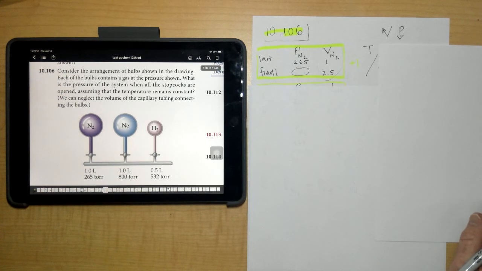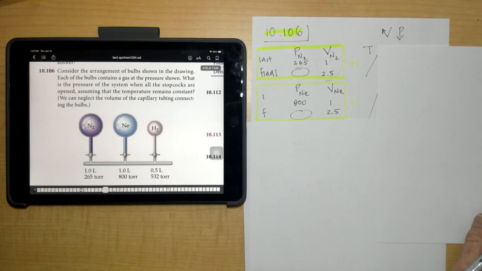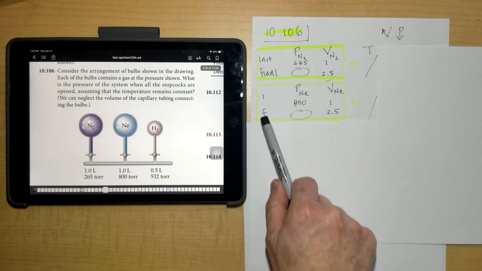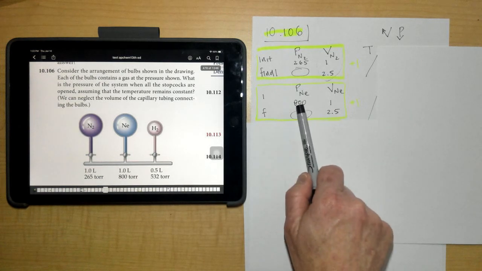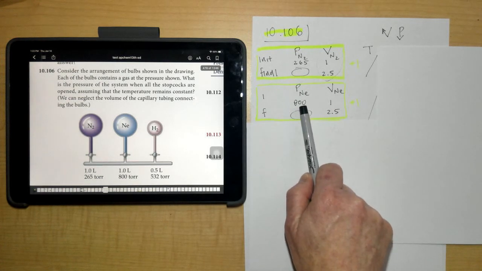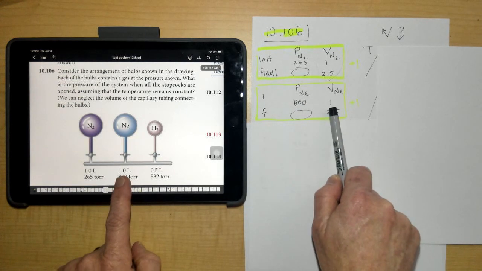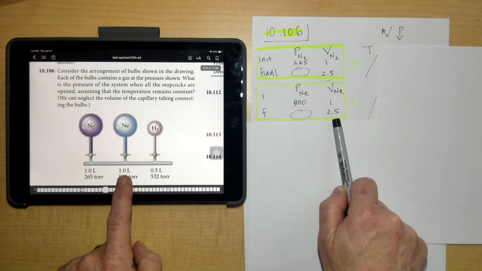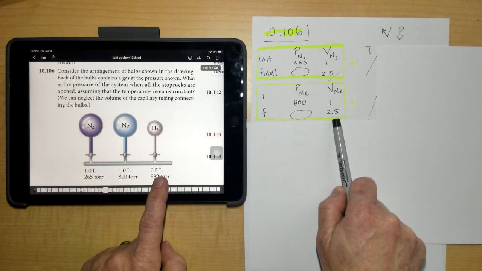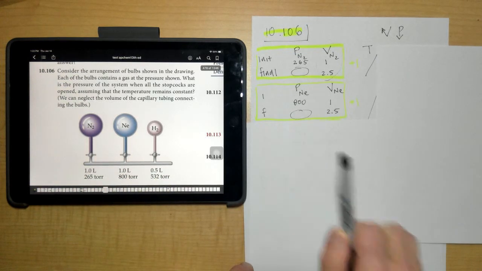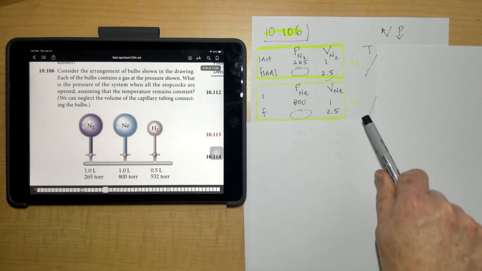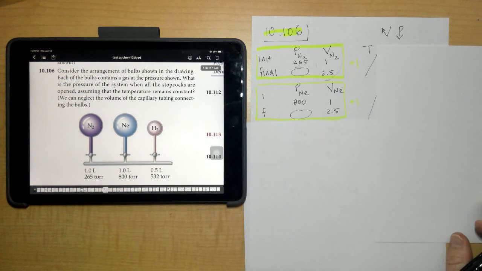The second point is for organizing the data for neon. So neon has initial and final conditions as well, where this is 800 torr for neon, 1 liter to start with, and then it expands to fill its container at 2.5 liters. We don't know the final pressure yet. Temperature, of course, doesn't change because it says temperature remains constant.